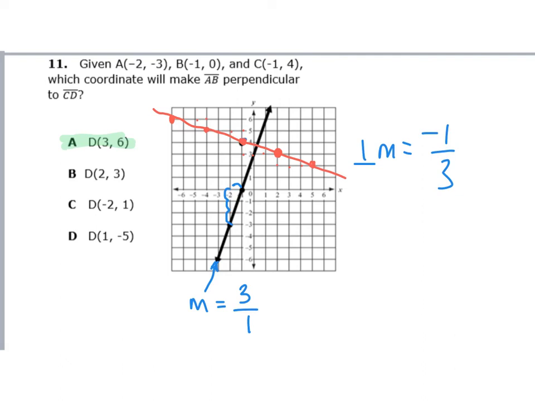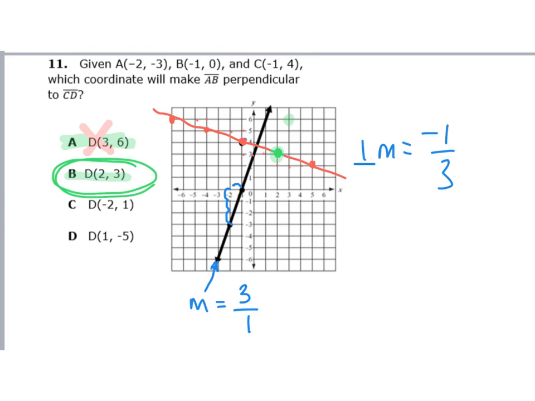So if I check, A is at (3, 6). So 3, 1, 2, 3, 4, 5, 6. There's A, and that doesn't work. Okay, so then I'm going to go look at B. B is at (2, 3). There's B. Oh, look, that's on my line. So guess what? B is my correct answer. I don't have to check the other two.